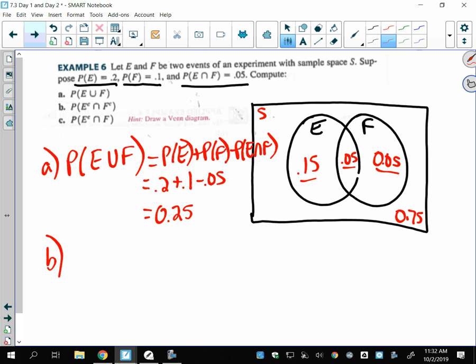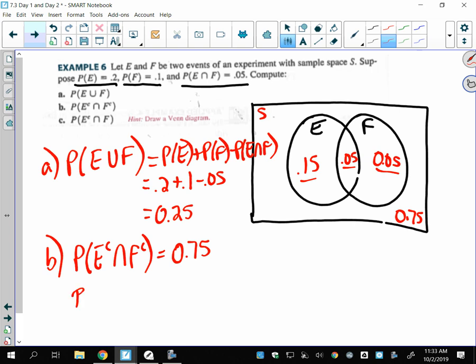For part B, it says, what's the probability of E complement intersect F complement? Again, if you use the Venn diagram, I think that it's helpful. If you don't know De Morgan's law, what's E complement? E complement would be not E, so that would be 0.05 and 0.75. What's F complement? Not F would be 0.15 and 0.75. But what's the intersection of that? The only part they both share is that outside part. The chance of neither one happening is 0.75.